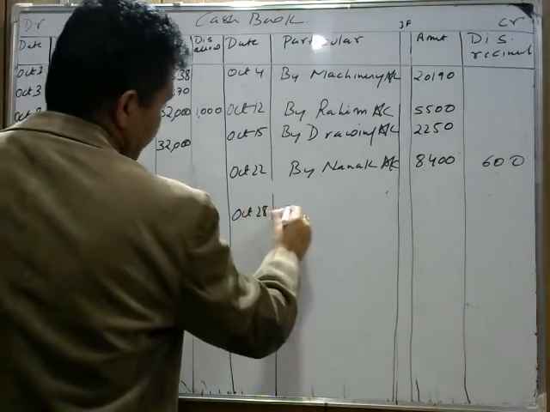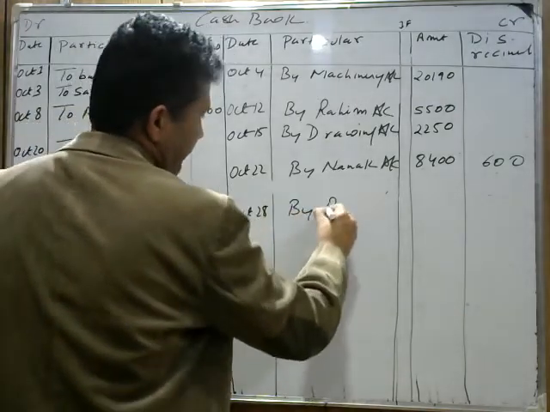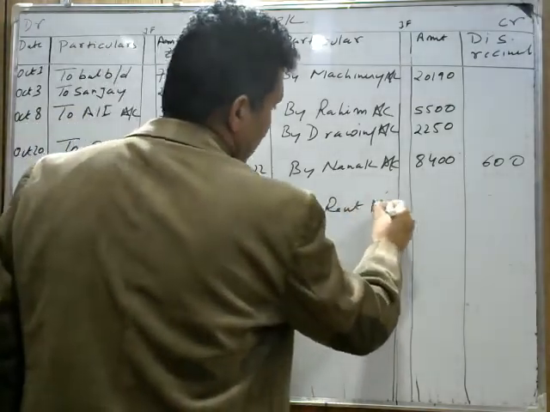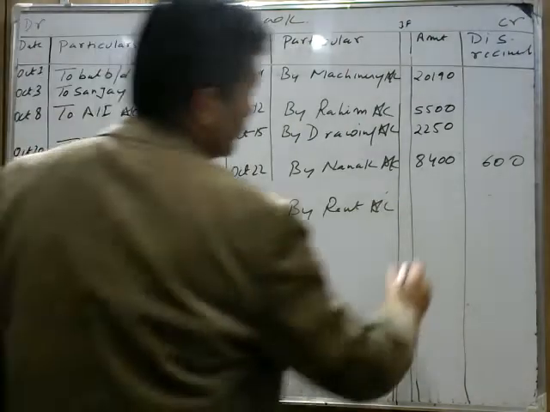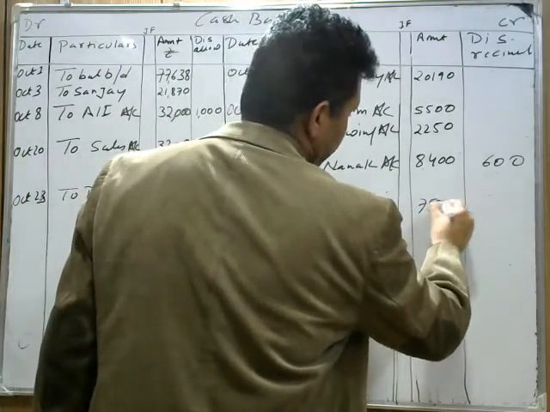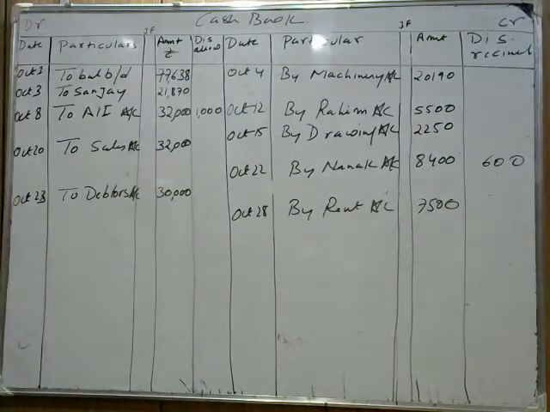Then October 28, we paid rent. We write by rent account. How much rent do we pay? We pay a rent of rupees 7,500. So we write 7,500 as the rent we pay. On October 28 we paid a rent of rupees 7,500, so we will write by rent account 7,500.